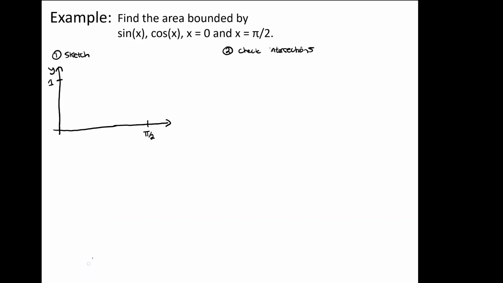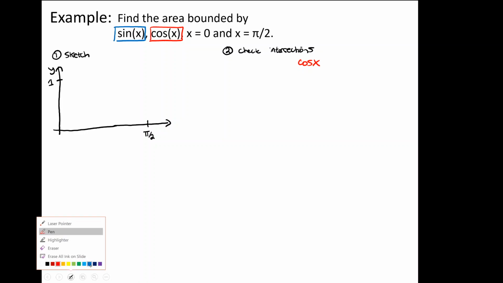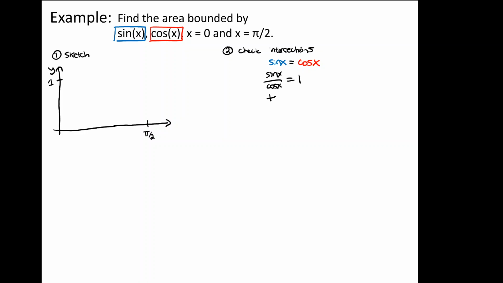So when we check for intersections, we have sine of x is equal to cosine of x. Divide both sides by cosine of x. So sine of x over cosine of x is equal to 1. And we get tan of x is equal to 1, which has only one solution between 0 and pi over 2. It's pi over 4.